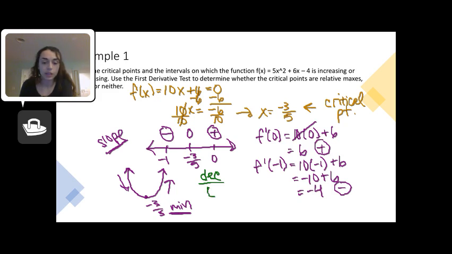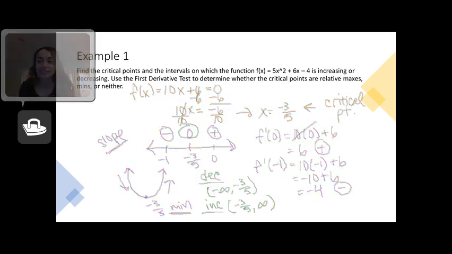And then the function is increasing where the slope is positive, or for all x values greater than negative 3/5, from negative 3/5 to infinity, not including negative 3/5, because here is where the slope is 0. Okay, we are now done with our first example. Any questions? Okay, great. We're going to move on then.